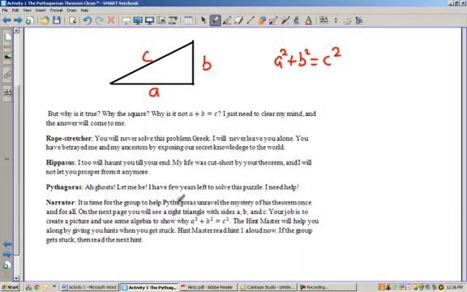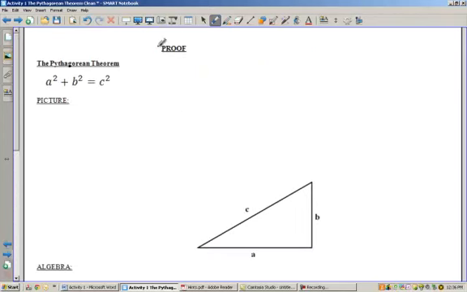And so the next part of this activity is for you to solve why a squared plus b squared equals c squared. On this next page, you notice we have proof. And here's the Pythagorean theorem, a squared plus b squared equals c squared. The first thing we want to do is try to draw a picture that illustrates why a squared plus b squared could possibly be c squared.